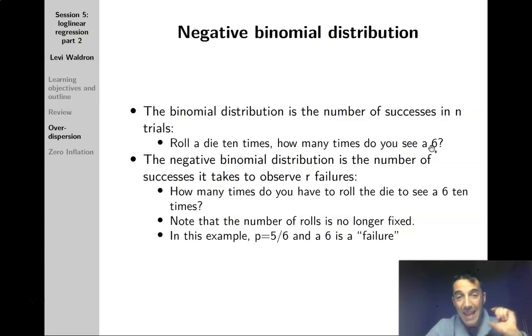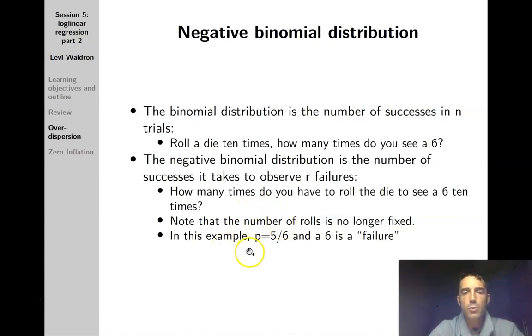So the negative binomial distribution is a little bit flipped. It's the number of trials it takes to observe a certain number of successes. So for example, how many times do you have to roll the dice to see a 6 10 times? So this time clearly there is a minimum. You have to roll the die at least 10 times, but there's no maximum. If you're really unlucky, maybe you have to roll it 1,000,000 times in order to see that 6 10 times. Unlikely, but possible. So that number of rolls is no longer fixed.